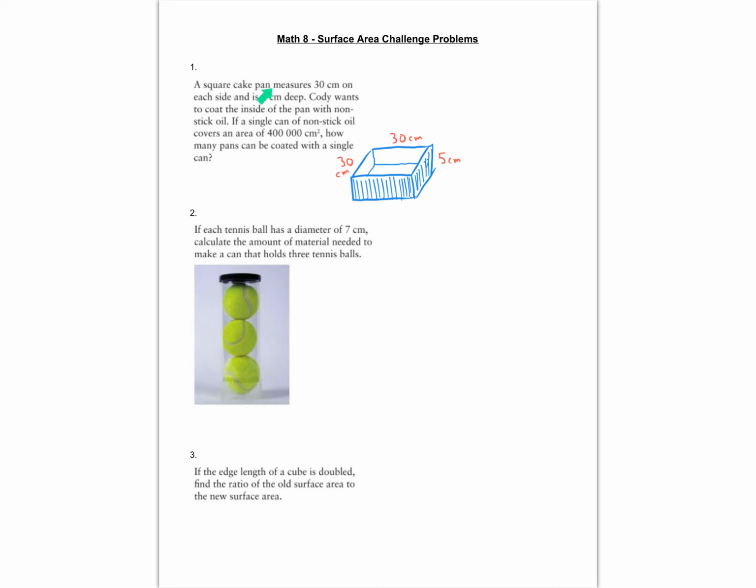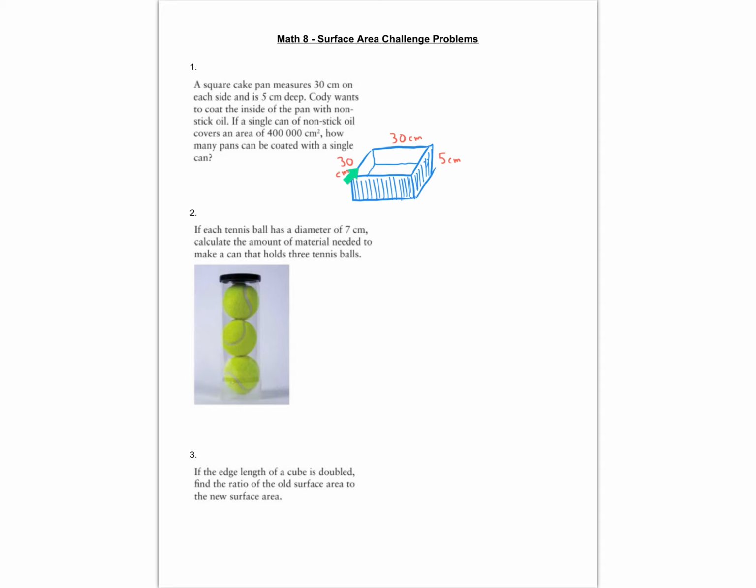Question 1. A square cake pan measures 30 centimeters on each side and is 5 centimeters deep. Cody wants to coat the inside of the pan with non-stick oil. If a single can of non-stick oil covers an area of 400,000 centimeters squared, how many pans can be coated with a single can? Okay, so I've drawn this little picture here of what this cake pan looks like.